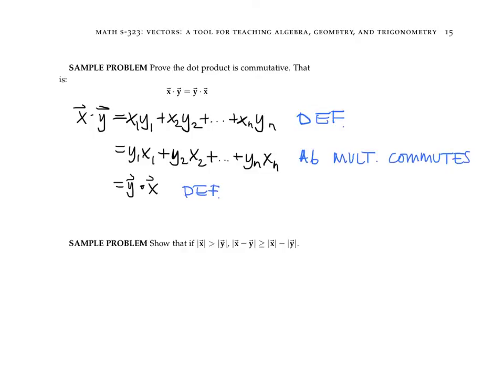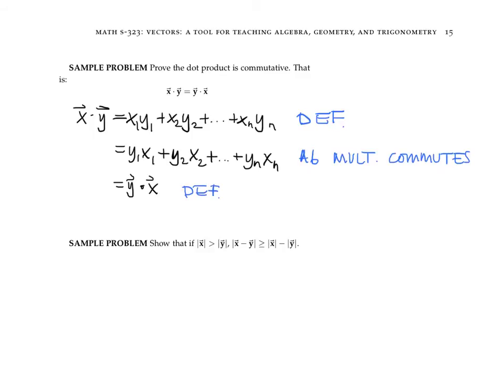Show that if the length of x is greater than the length of y, then the length of x minus y is greater than or equal to the length of x minus the length of y. Note that if the length of x is less than y, this would just be really trivially true because the right-hand side would be negative. So this is the more challenging version where the length of x is actually greater than the length of y.